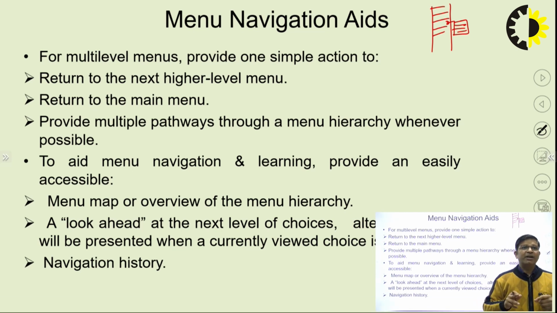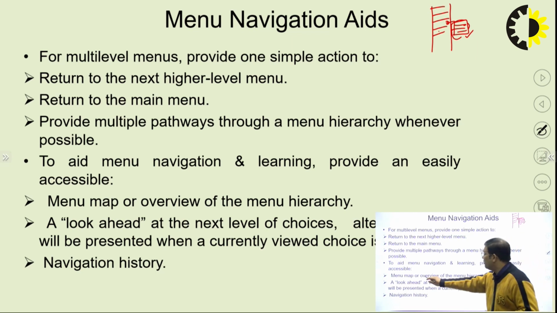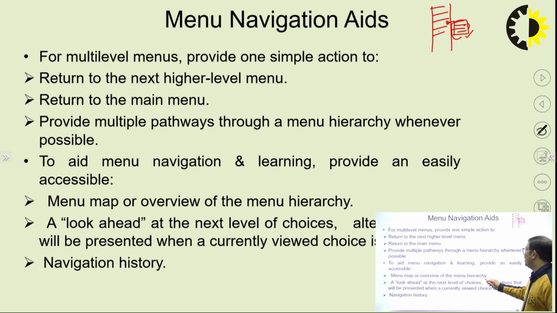Return to the next higher level menu. If I click on this, it displays this particular item. If I exit or click on this, it should be removed from the display screen. Return to the main menu. Provide multiple pathways through a menu hierarchy wherever possible. To aid manual navigation and learning, provide an easily accessible menu map or overview of the menu hierarchy.